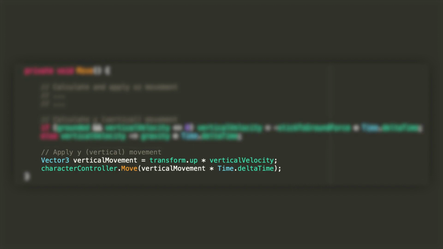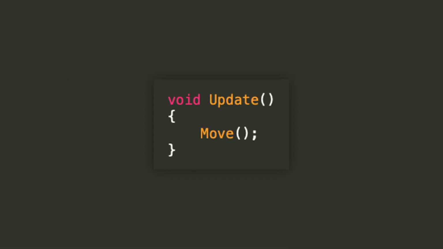Lastly, we're just gonna calculate the vertical movement vector, which is gonna be the product of transform.up for the player and vertical velocity, and applying it via the CharacterController.Move function. Make sure you're still multiplying it by Time.deltaTime, because that's our best way to approximate how real life physics work. As a last step, as we were doing previously with the character controller movement, we're just gonna call the move function from Update to have it happen every frame.